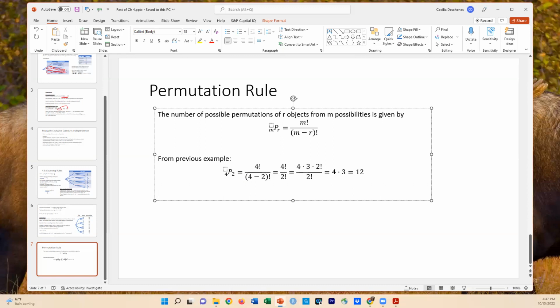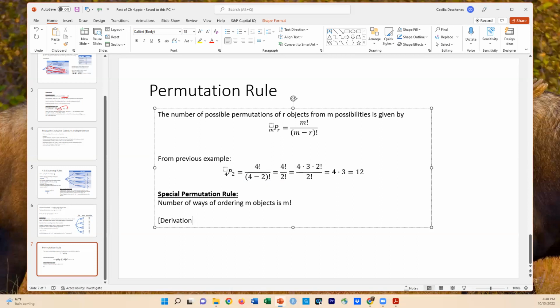Then the next thing I want to talk to you about is the special permutation rule. And that just says that the number of ways of ordering M objects is M factorial. And we can kind of see the derivation of this just from the permutation rule.